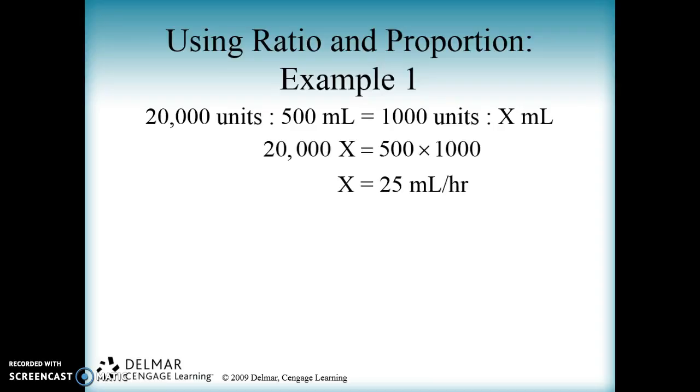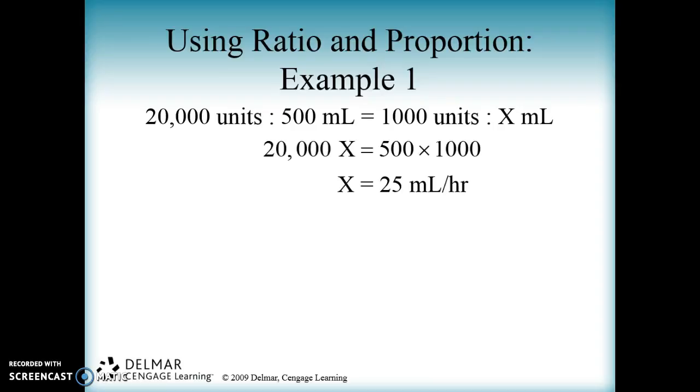Even though they set this ratio and proportion up with the colon, remember you can write this as fractions and then you're going to cross multiply. So that's where the 20,000x comes from. They cross multiplied. So 20,000x is going to equal 500 times 1,000. That 500 times 1,000 is then divided by the 20,000 to get 25 milliliters per hour.